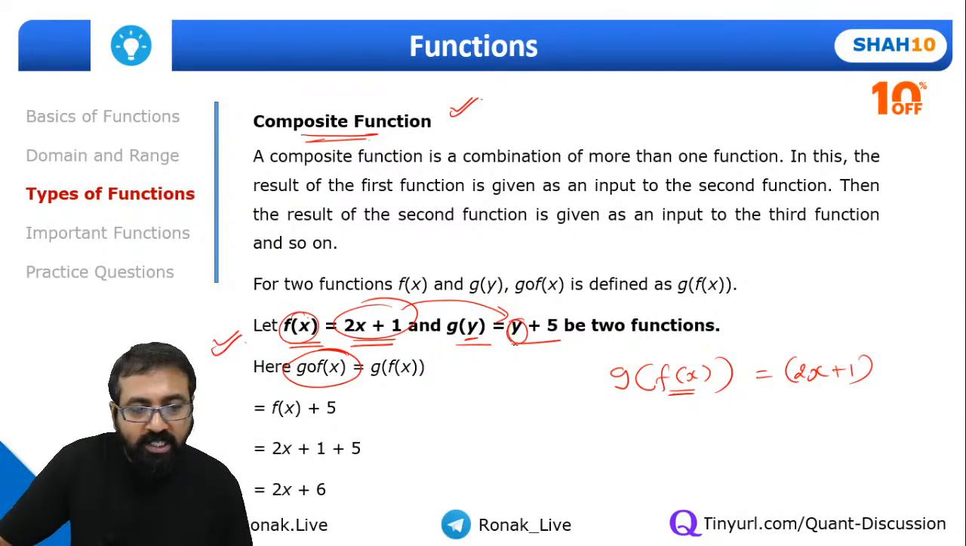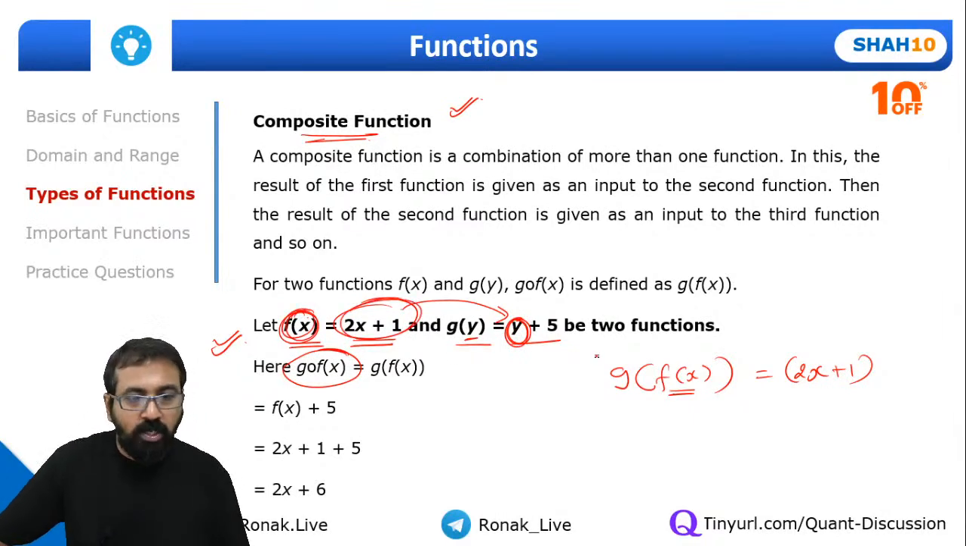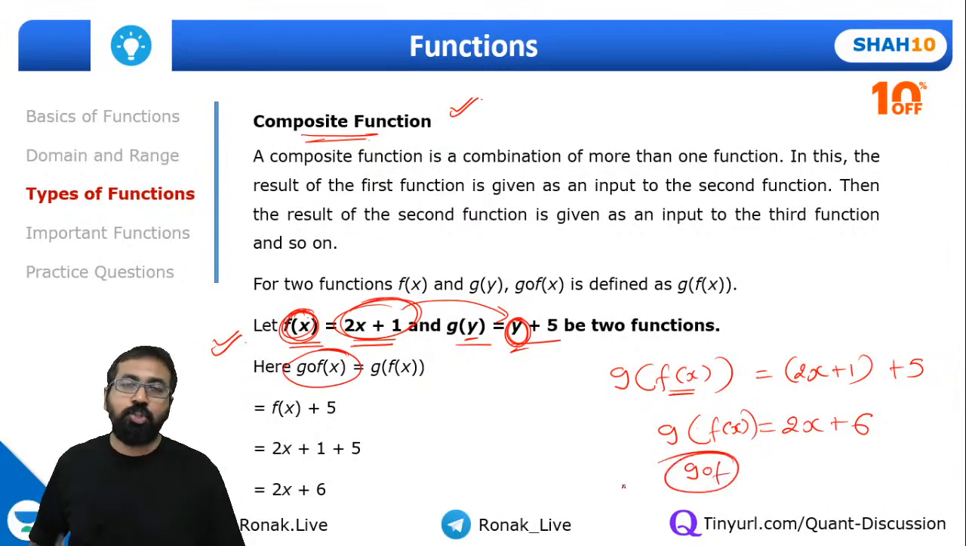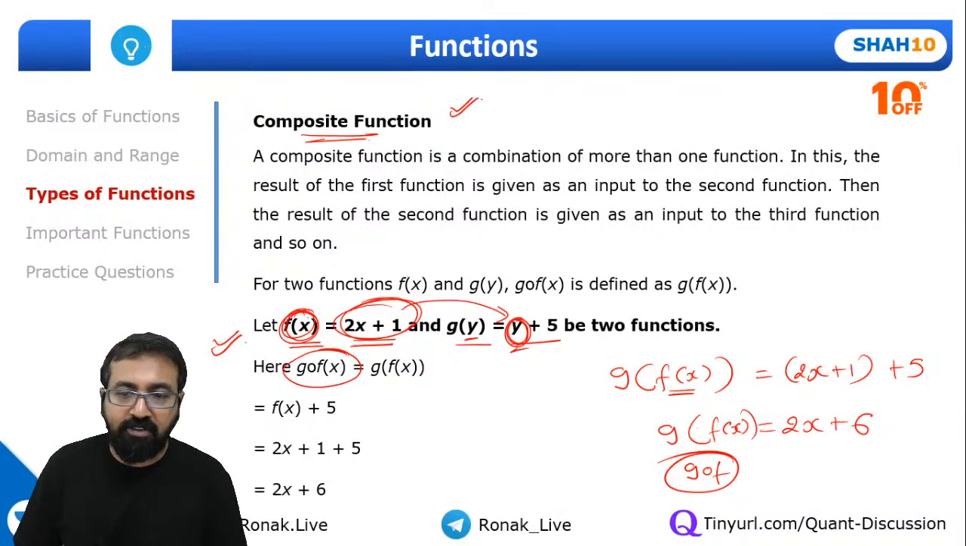Once again, what I'm doing is replacing y with f of x. What is f of x? 2x plus 1, right? So I'm replacing this y with 2x plus 1, plus 5. If I solve this, I'll get 2x plus 6. So this is called g of f of x. It is also written as gof. Please understand, gof means g of f of x.